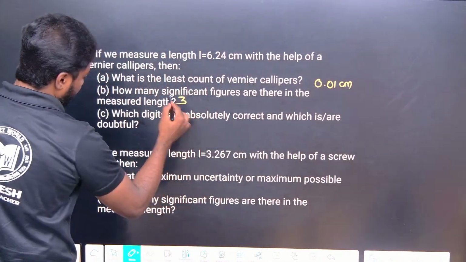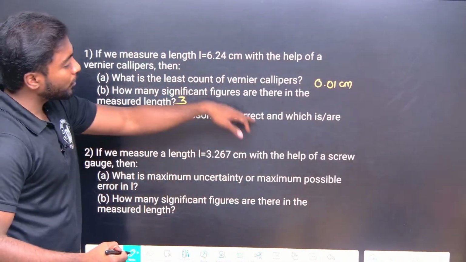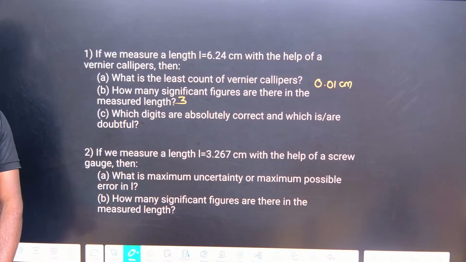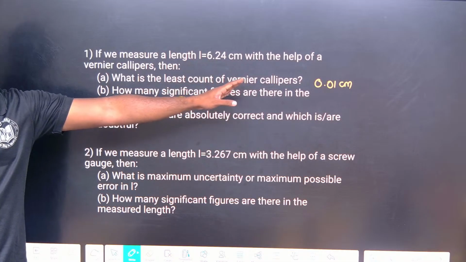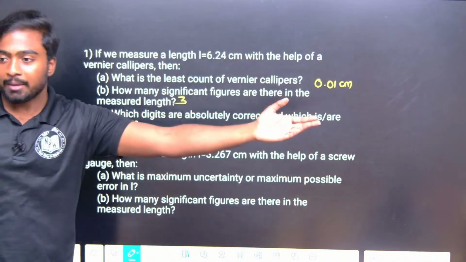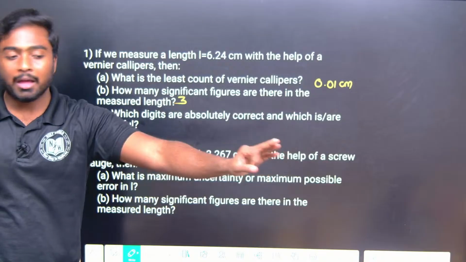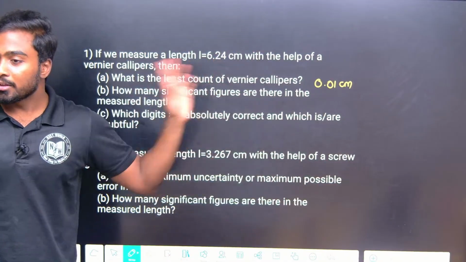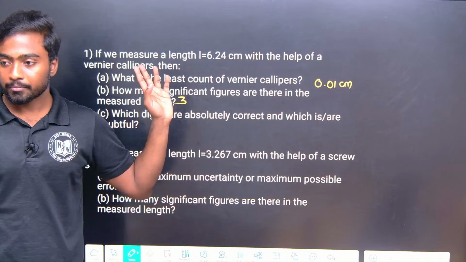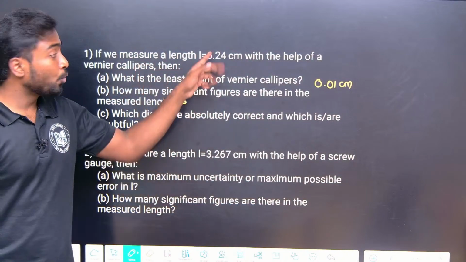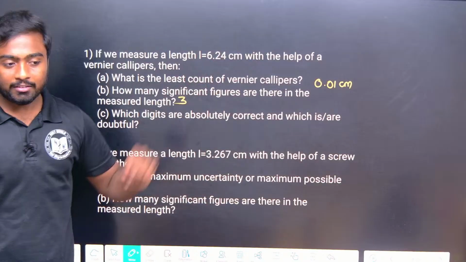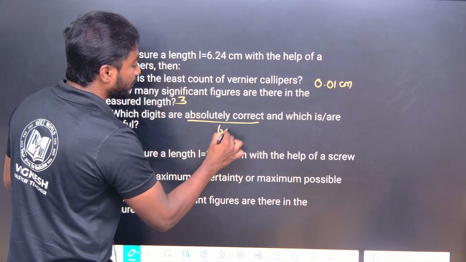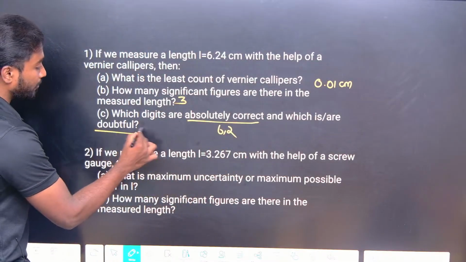Now the thing is, which digits are absolutely correct and which are absolutely doubtful in this? 6.24 centimeter we got. If I ask some other person to count, he will give 6.23, 6.25. So in this, which are the correct numbers? 6 and 2 are correct. So 4 is doubtful, right? Yes or no? So the correct numbers are 6 and 2. The doubtful number is 4.